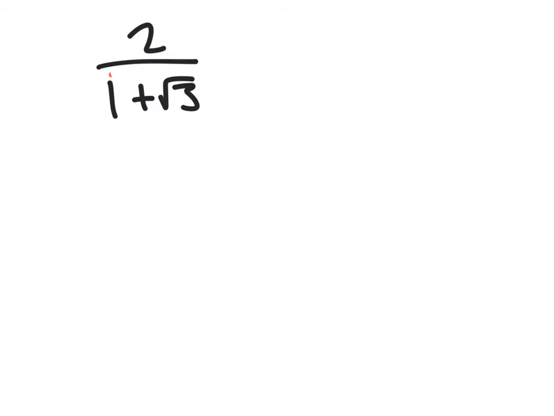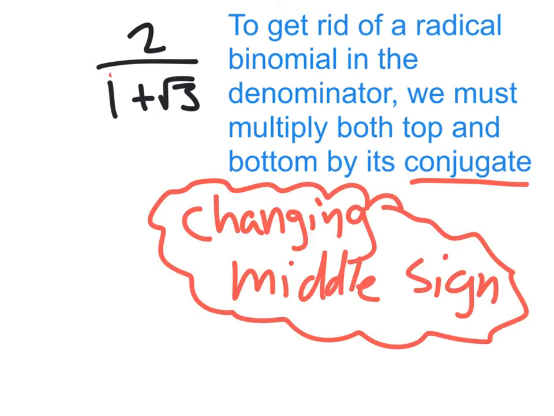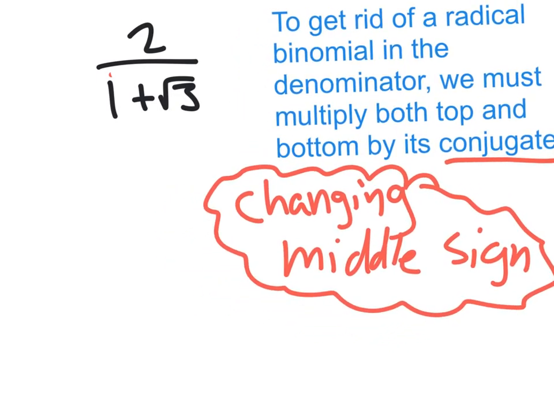So here's what we need to learn. To get rid of a radical binomial in the denominator, so right here we actually have a binomial, 2 terms, 1 plus the square root of 3. And if we want to get rid of the square roots, we're going to have to multiply by its conjugate. All right, now I know you guys are thinking, what the heck's a conjugate? A conjugate is simply taking a binomial and changing the middle sign. So just simply changing the middle sign is the conjugate.